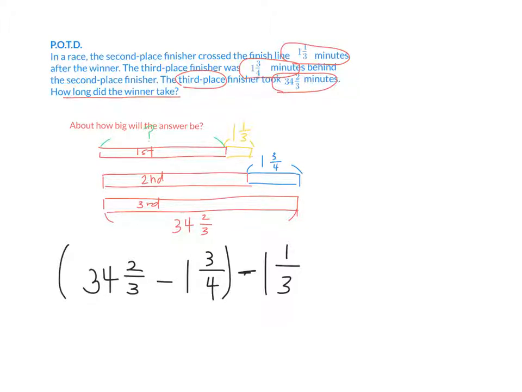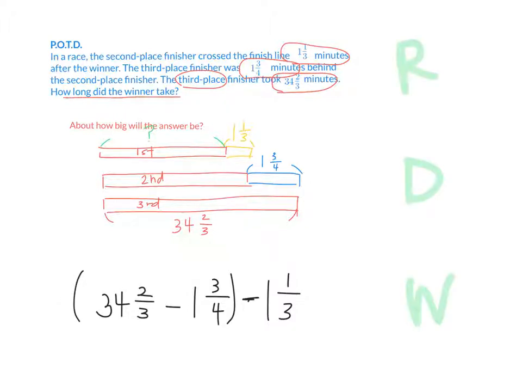34 2/3 is pretty close to what whole number? 35, sure. 1 3/4 is pretty close to what number? 2. So what's 35 minus 2? 33, okay. 1 1/3 is pretty close to what number? So what's 33 minus 1? So our answer should be pretty close to what number? Okay, go ahead and solve it.